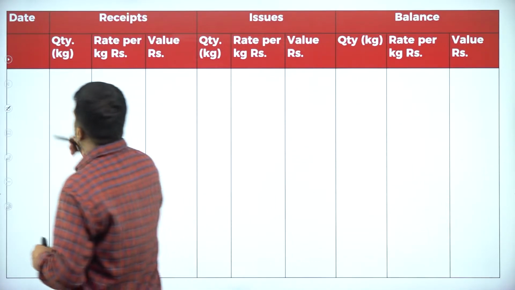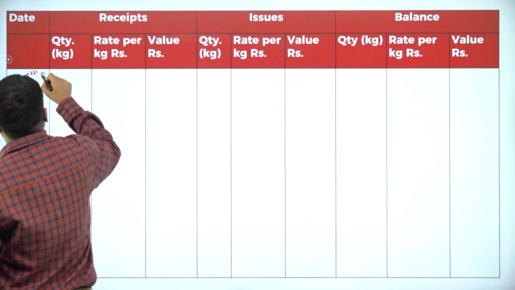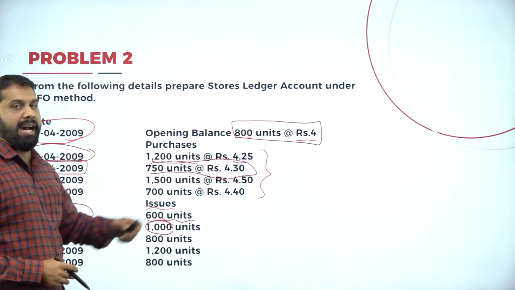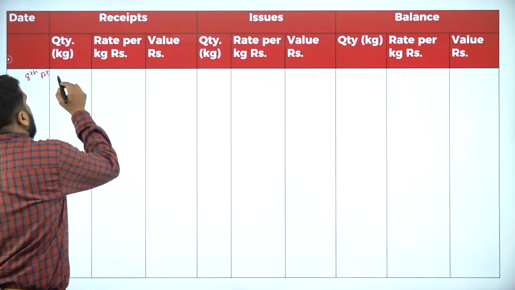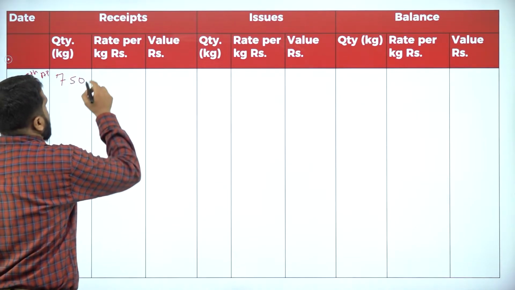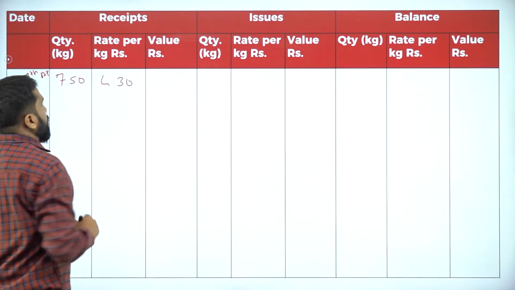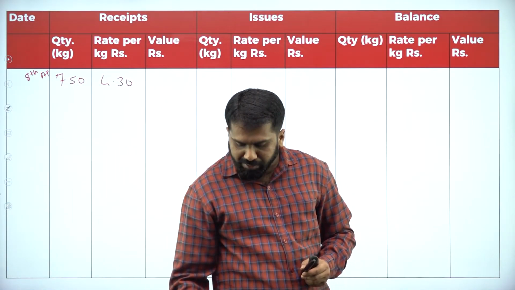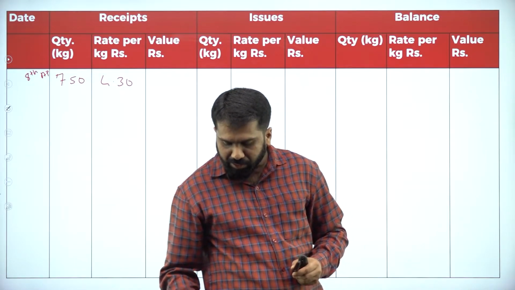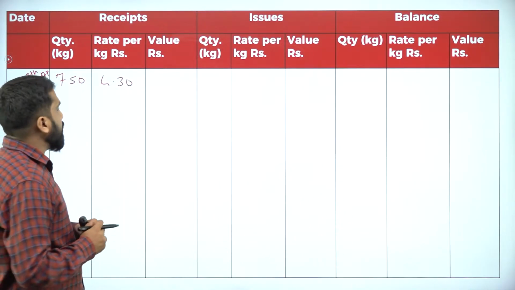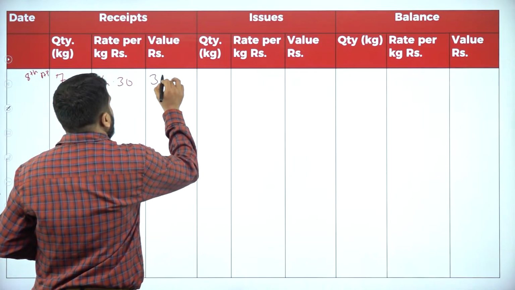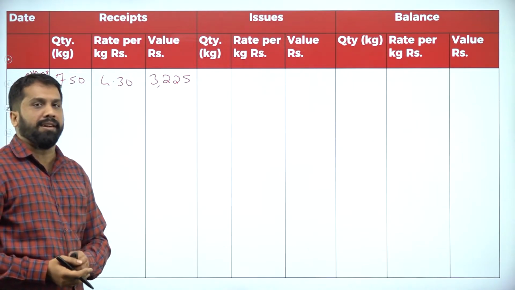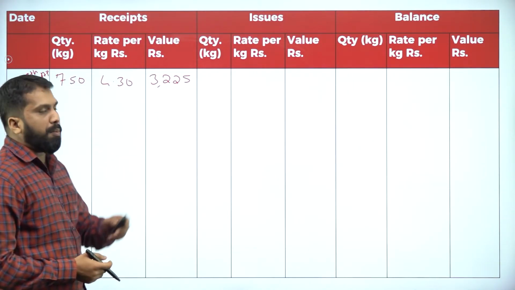Yeah, 8th April. How many units did we buy? We bought 750 at 4.30. Quantity 750, price 4.30. So let me calculate: 750 multiplied with 4.30. It will come to 3,225. 3,225 is your answer. Now, we have to copy everything.